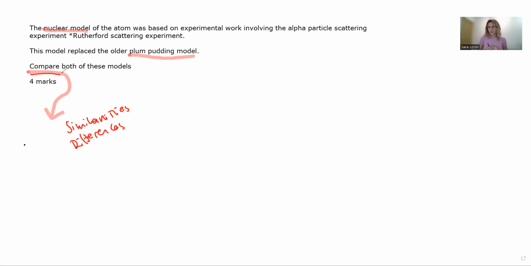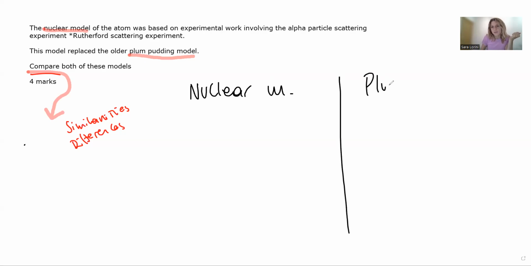It's 4 marks, this question. We could say, I'm going to set it up as a table because at the end you can just put it into words more easily. So nuclear model compared to the plum pudding model. M stands for model, okay? To compare it, you need to discuss the same point.